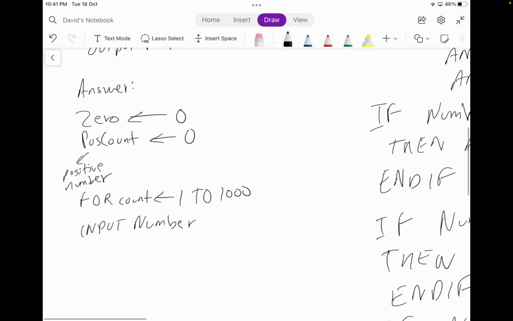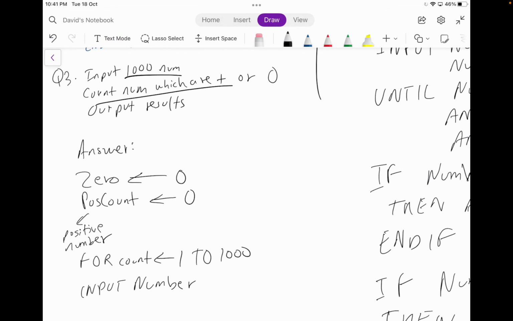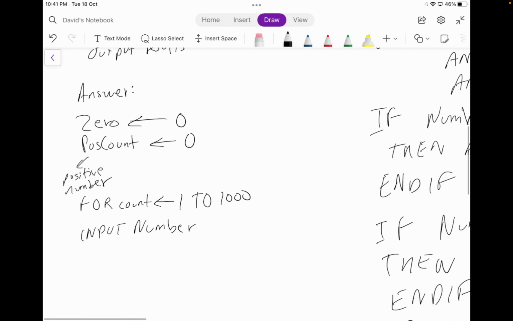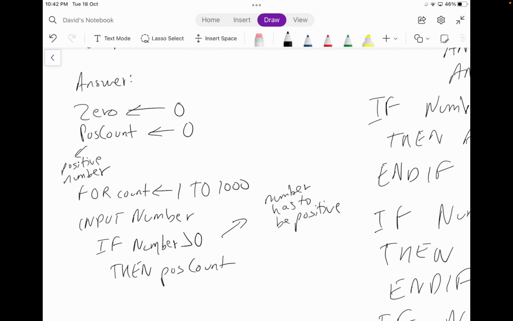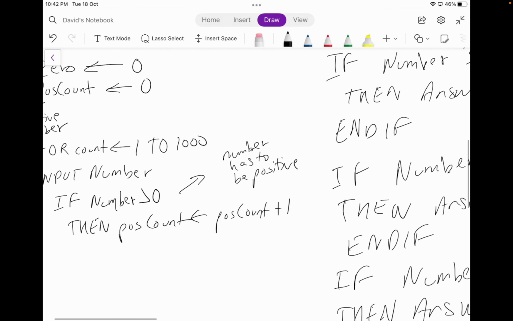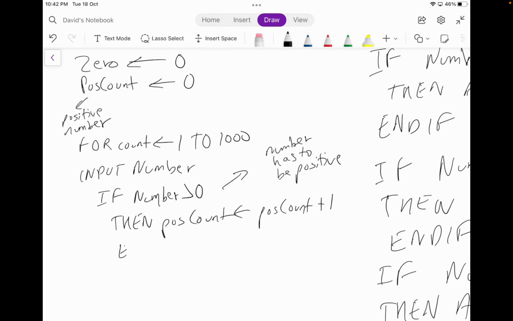Then you're going to mention that IF number is greater than 0, because the number has to be positive. So you have to count which numbers are positive or not. I'm going to mention why, because the number has to be positive, so you can mention that. If number is greater than 0, then the post count is going to be equivalent to post count plus 1. We're going to increment that by 1, and since this is an if condition, we're going to say END IF. That's it. No need for an else statement in this case.